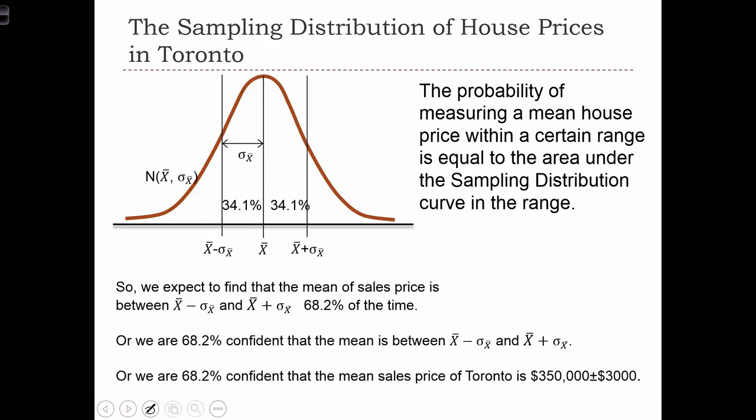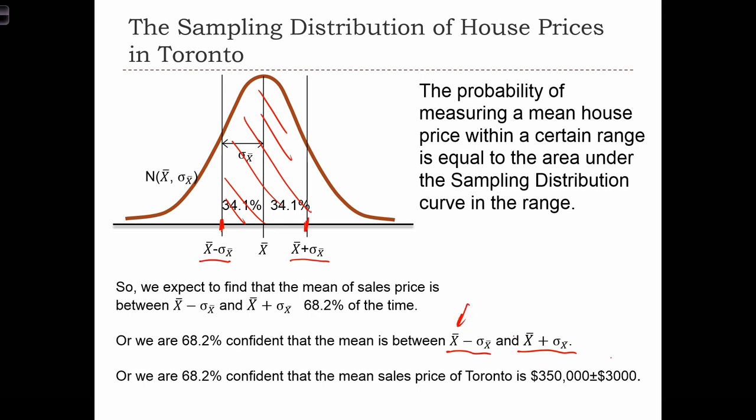Based on our knowledge of the sampling distribution, we can determine the probability of finding sample means within different ranges of numbers. For example, we know that we have a 68% chance of finding a mean value between x bar minus the standard error to x bar plus the standard error. So in this interval, we have a 68% chance of finding a sample mean. In other words, we can be 68% confident that the mean is going to be in this range, from x bar minus sigma to x bar plus sigma.